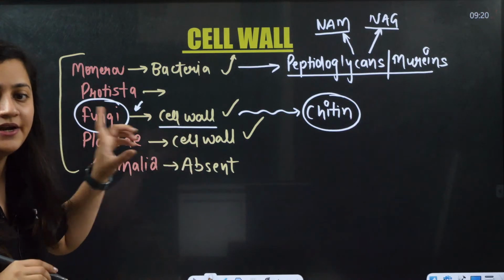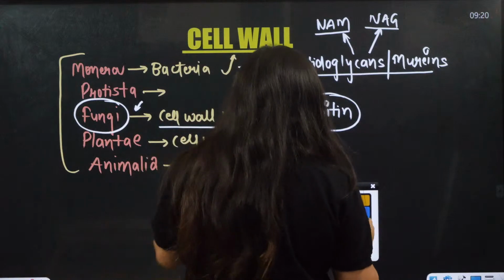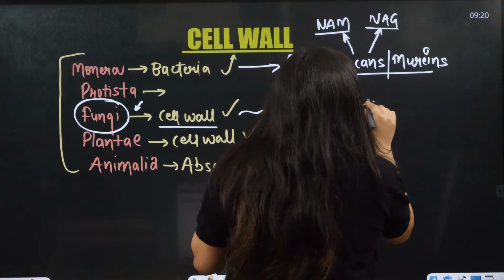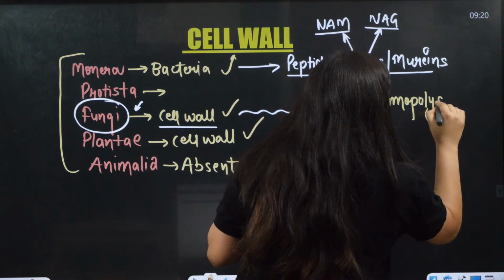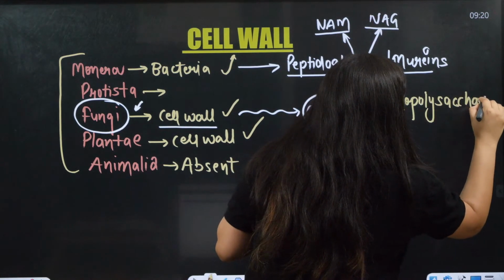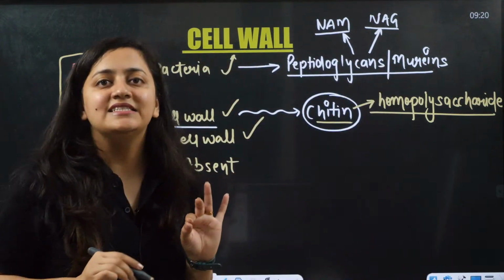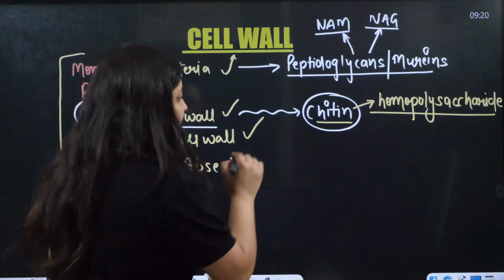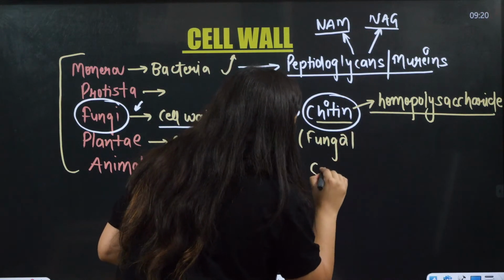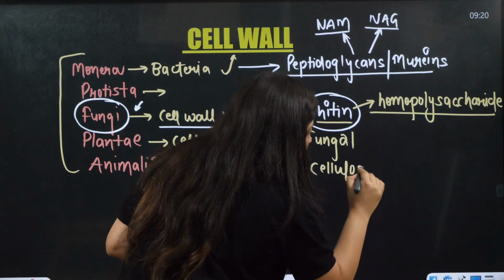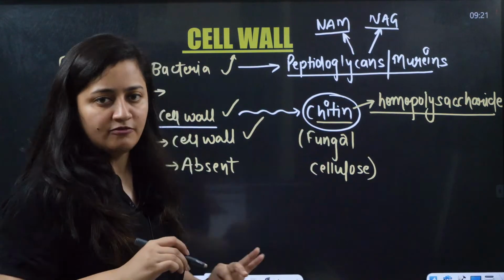Again, a repeated MCQ. What do we have? We have chitin, and chitin is a homopolysaccharide. Chitin is what? It's a homopolysaccharide. We even call it as fungal cellulose, because it is present in the fungi.